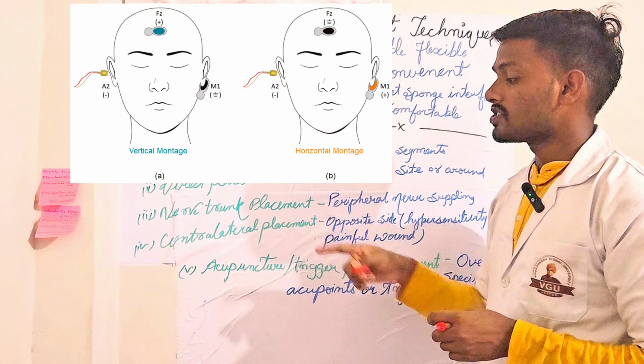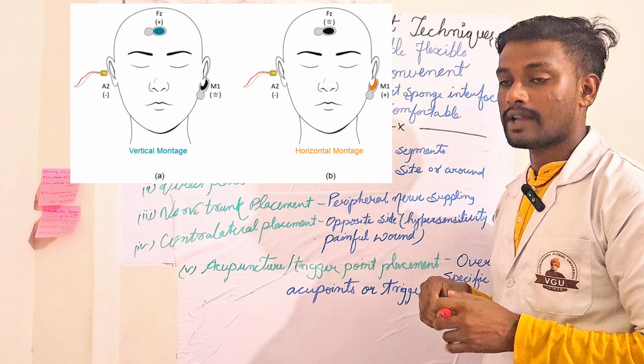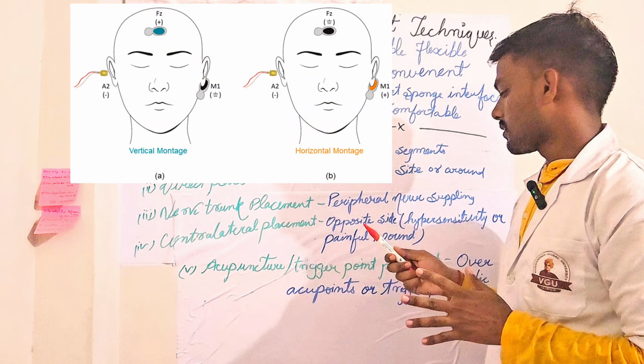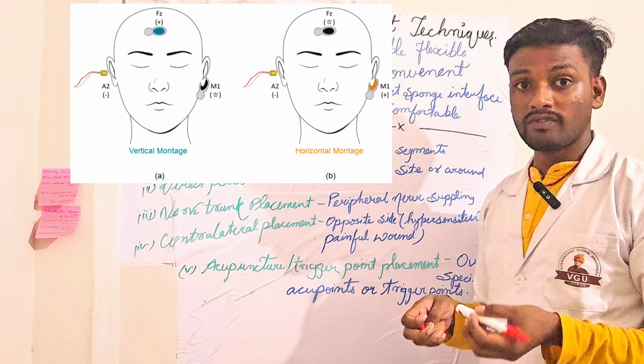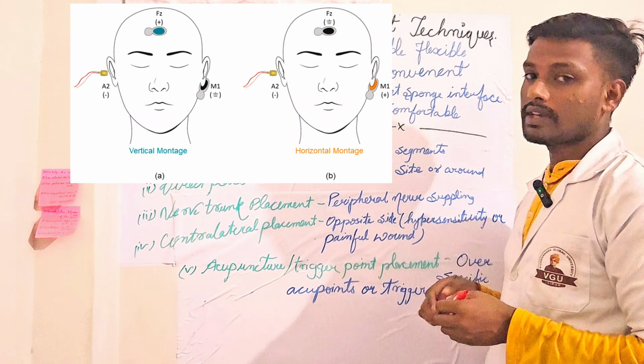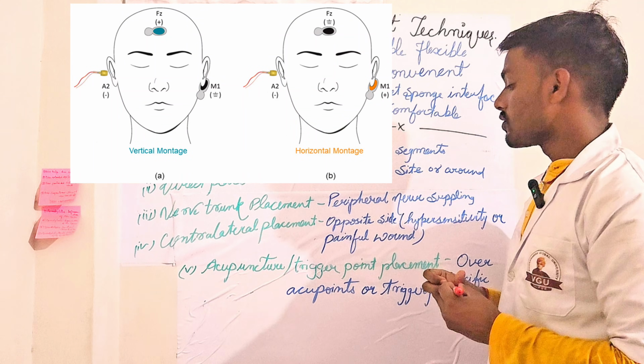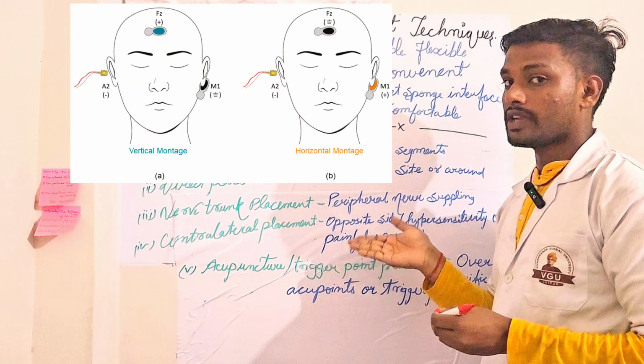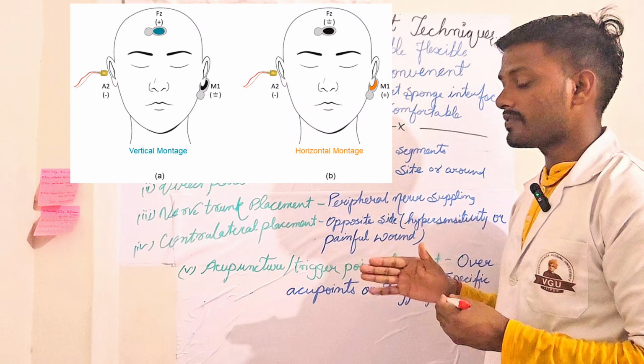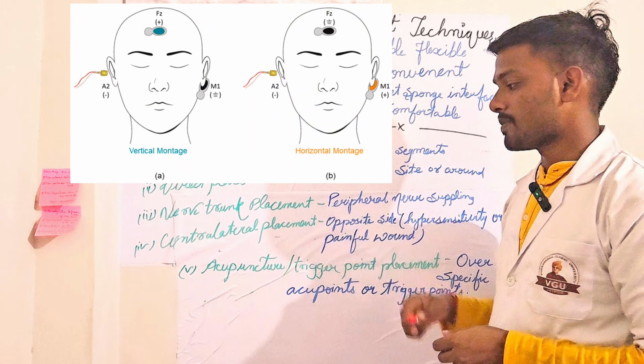Fourth one is contralateral placement. A patient has hypersensitivity and a painful wound, and it is chronic, or in a recovery phase. So we can apply on the opposite region, the contralateral side, to relieve the pain. So that is contralateral placement.